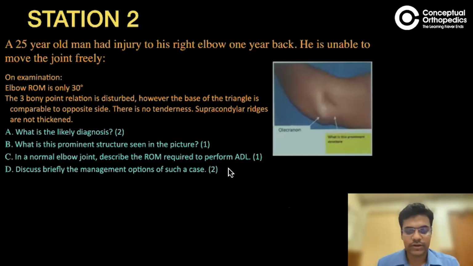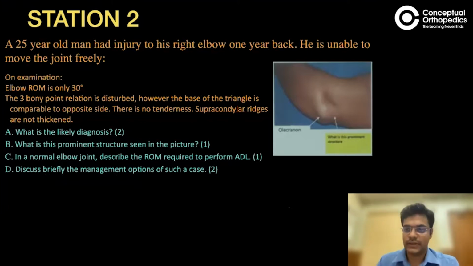Since again the question is based on dislocation, any dislocation needs to be reduced, either open or closed. Since it's already an old injury, I'm suspecting it to require open reduction with release of soft tissue all across. And depending upon the stability, we need to think of ligament repair.